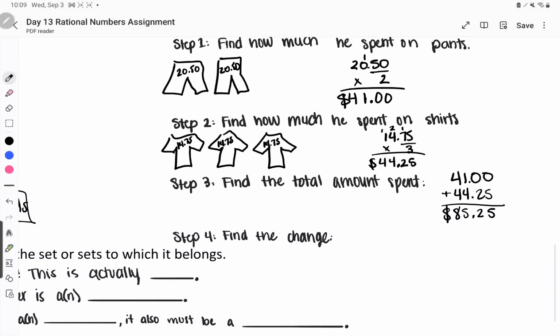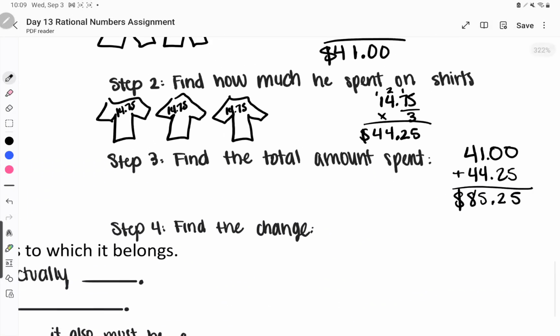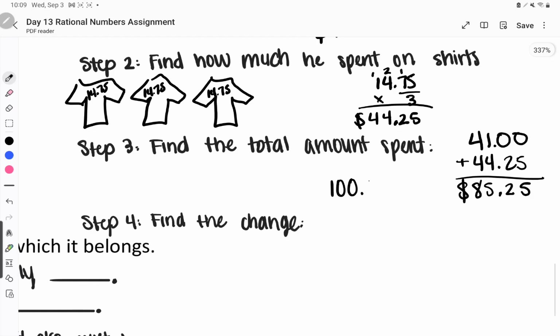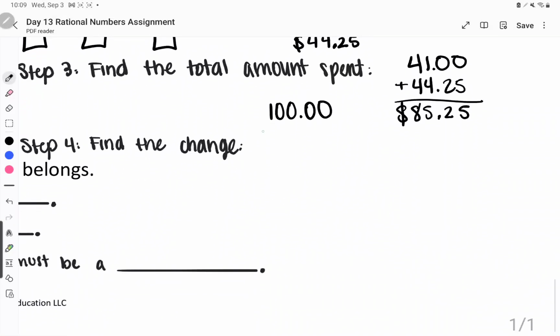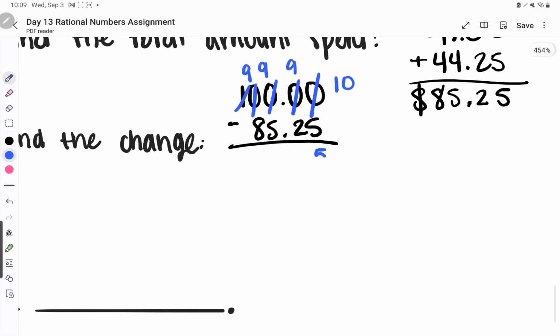Well, he paid with a $100 bill. So we would say 100, and I added on a decimal and 2 zeros because we need it for the 100, minus 85.25. This 0 right here turns into a 10. This 0 turns into a 9. This 0 turns into a 9. This 0 turns into a 9. That 1 goes away. 10 minus 5 is 5.